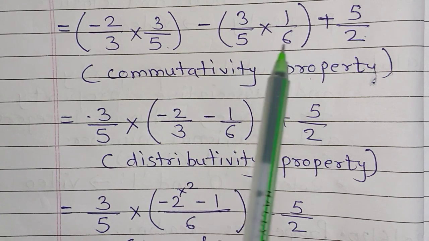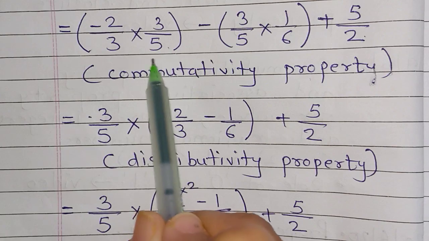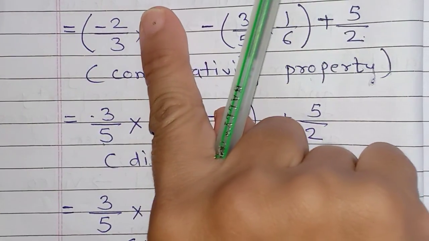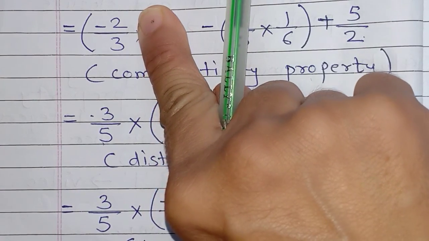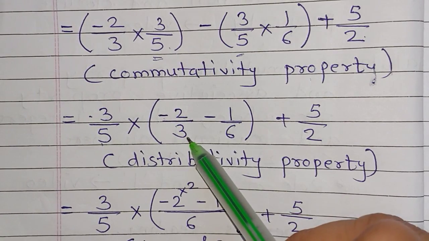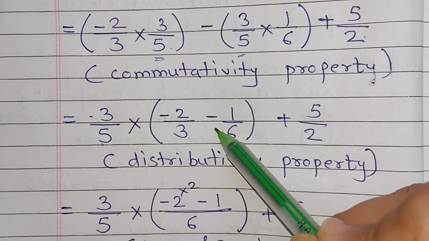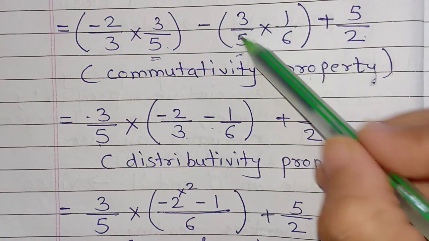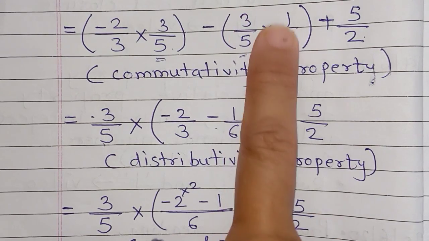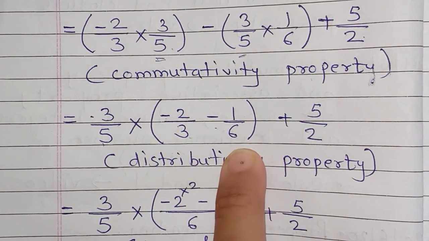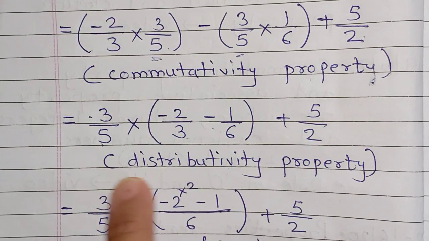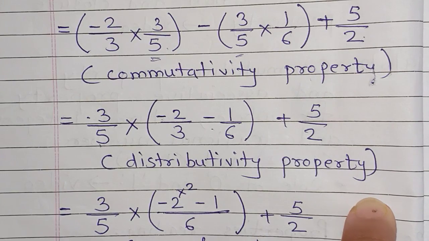In both the brackets, if you see, 3 upon 5 is common, so I have taken it out. Now when 3 upon 5 goes, here it remains only 2 minus 2 upon 3, so I have written it as minus 2 upon 3. The minus sign continues here, and from this bracket when 3 upon 5 goes, it remains only 1 upon 6. Can you see 1 upon 6? So I have written it here. Plus 5 upon 2 continues. So this is the distributivity property.